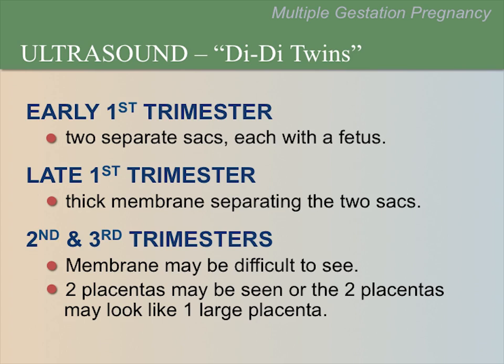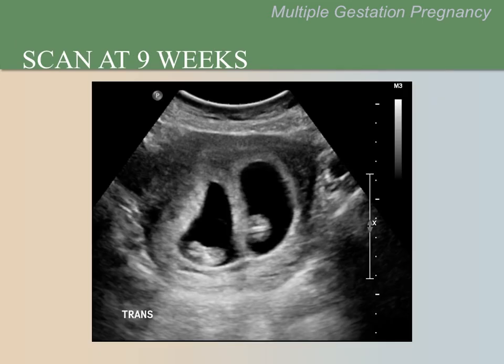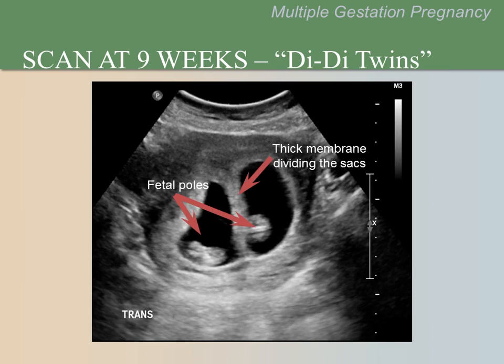You may see 2 placentas, or the 2 placentas may look like one very large placenta in the second and third trimesters. This is a typical ultrasound image of a dichorionic, diamniotic, or di-di twin pregnancy. What can you see in this image? Please pause the video now to encourage a volunteer to identify structures in the image. Here you see 2 widely separated gestational sacs.